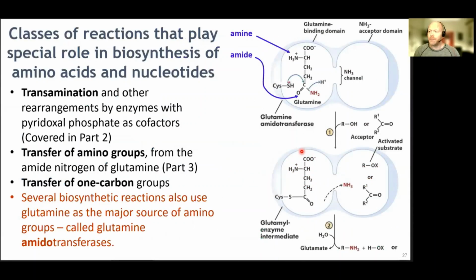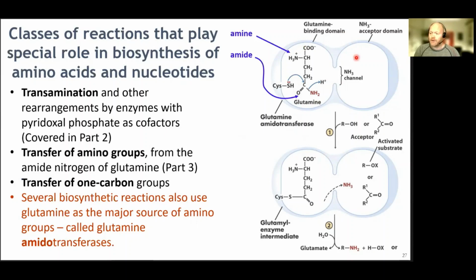Remember the transamination processes covered in part 2 and the transfer of amide nitrogen from glutamine to ammonia in part 3. These are also important in molecular synthesis pathways that we will discuss in this part. In addition, the transfer of one-carbon groups and amido transferases need to be covered briefly before we move forward. At this point, we are satisfied with just mentioning the one-carbon group transfers, but we will use half of this slide on glutamine amido transferases.